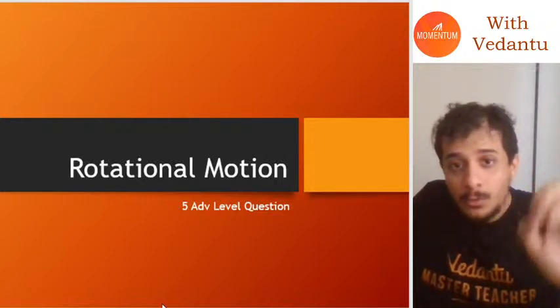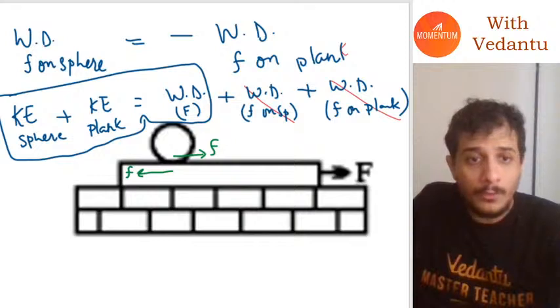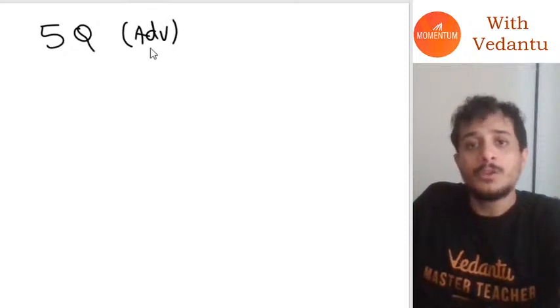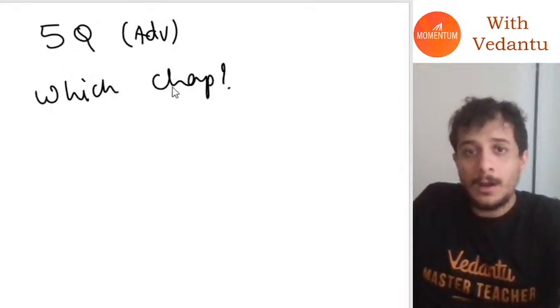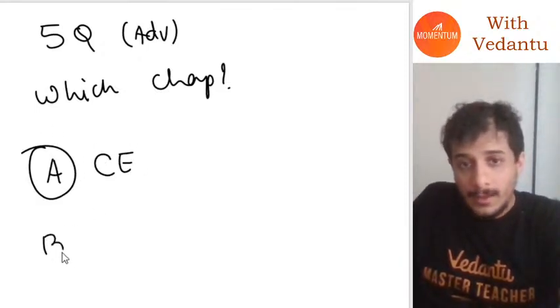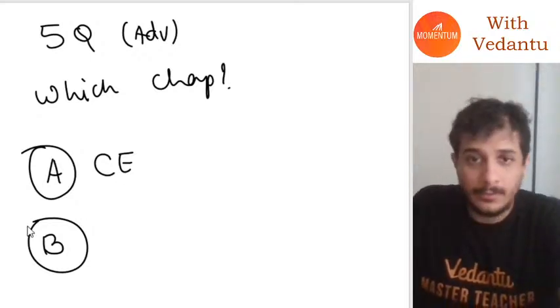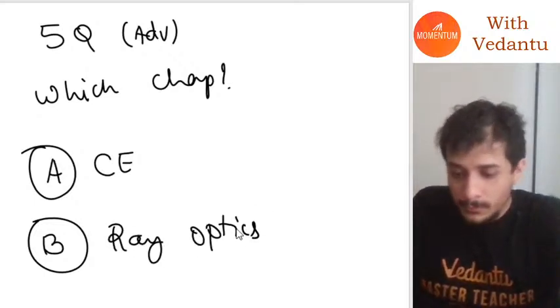But before I go, I want you to tell me one thing. Tomorrow also, I want to do 5 questions, which are advanced level. You tell me which chapter. Okay, I will give you 2 options. The first option is current electricity, and the second option is ray optics. These are the 2 things that you said in the chat.